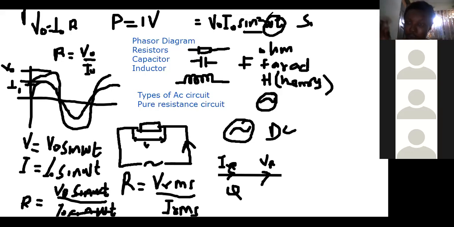Next time, I'm going to look at the pure capacitor circuit. Please, you also read before you come in, so that we all share ideas and we are good to go. In the pure capacitor circuit, we are going to look at the capacitive reactance, which is XC.